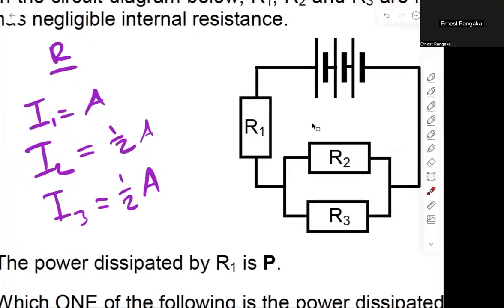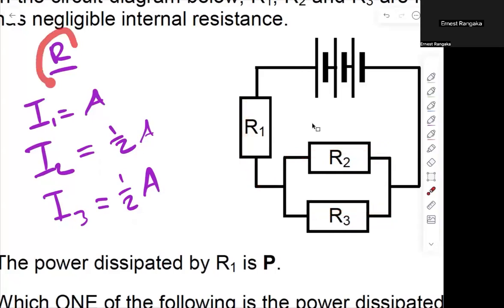If I1, being the current through R1, is equal to A, then I2, being the current through R2, is going to be half of A. And then I3, being the current through R3, is also going to be half of A, because this plus that must give me this, right? The current through R3 and the current through R2 must give me the current through R1.